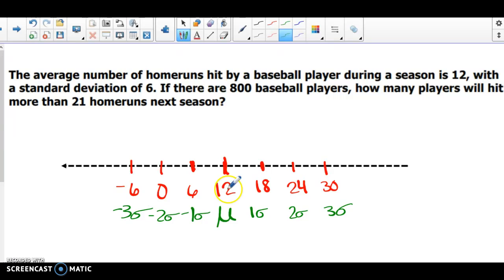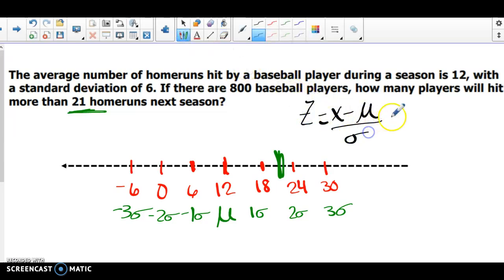Okay. How many players will hit more than 21 home runs? So look, that's not on my list. So I have to use my formula for my z-score. All right. So my z-score formula is z is equal to x minus mu divided by standard deviation. 21 is my x. So 21 minus 12 divided by 6.